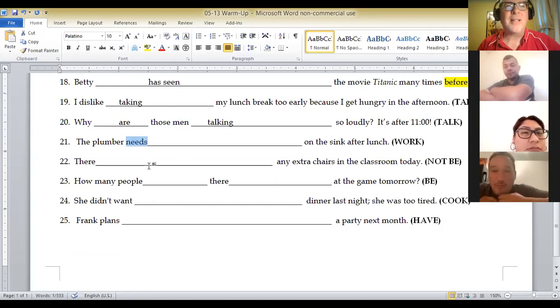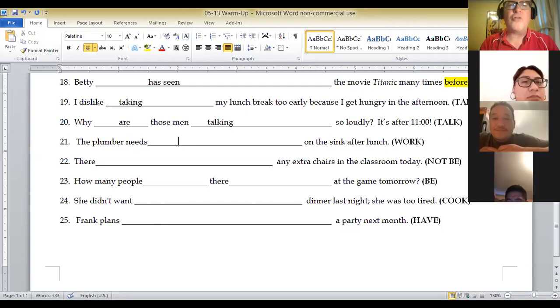All right. The next one, need. We know that one, right? That's way back in level 2. We learned that one. Need to work. The plumber needs to work on the sink after lunch. Needs to.